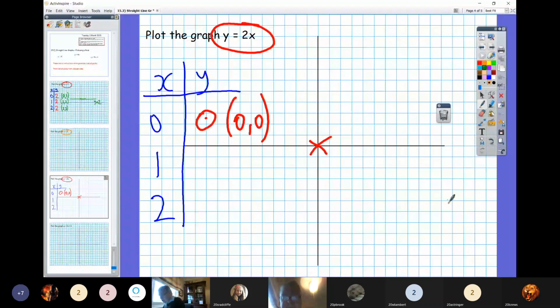And then I'm going to do all of this, then share and unshare and talk you through it again. My third coordinate, when x is 2: well, y equals 2 lots of whatever x is, so 2 twos are 4. So my third coordinate is 2, 4. I'm going to plot that. Now I can see they're all in a straight line. So there is my final answer.